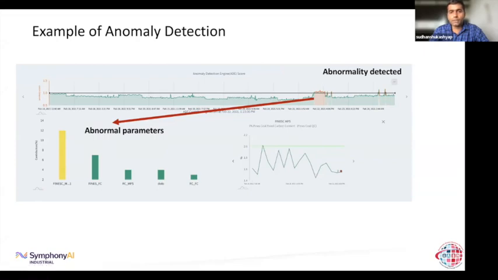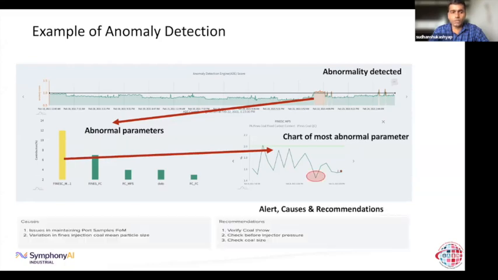And once we have this information, next could be an alert, cause, and recommendation, and this could give a cause. Maybe there has been an issue maintaining a FEM, right? So that is a product quality maintenance problem it is identifying, and also seeing that there is a particle size distribution problem, and some recommendations could be issued based on these causes. And again, these are based on domain expertise and domain knowledge.